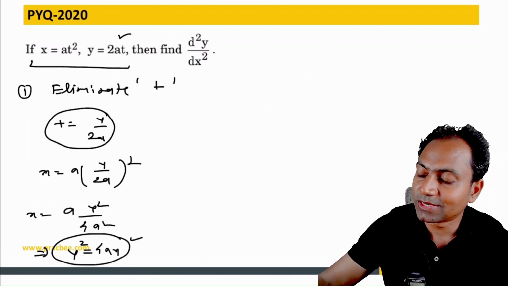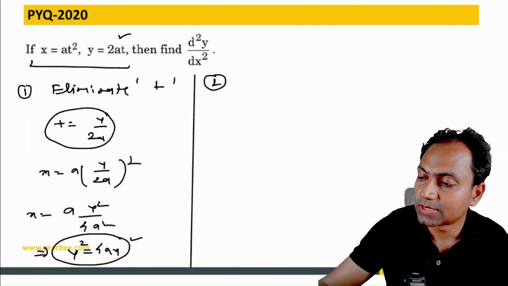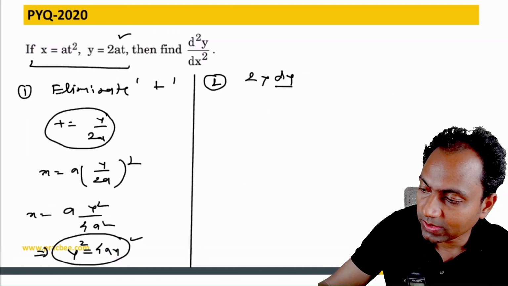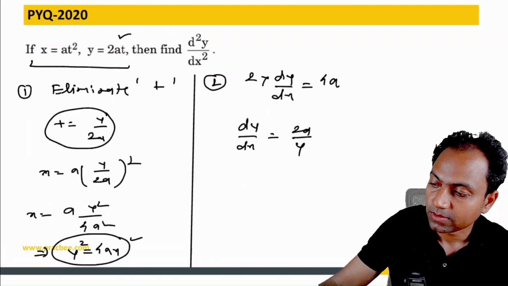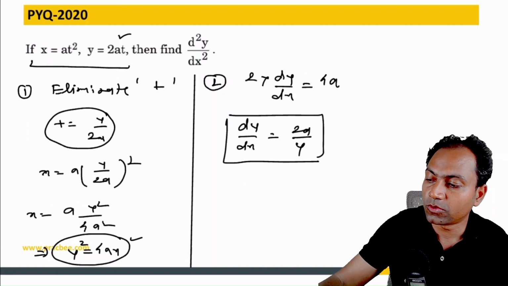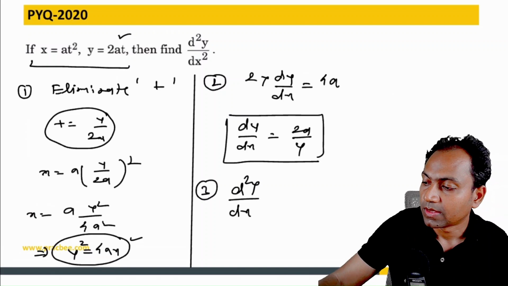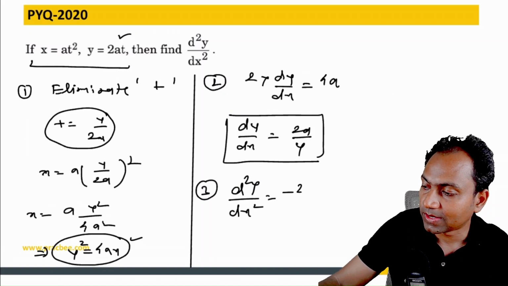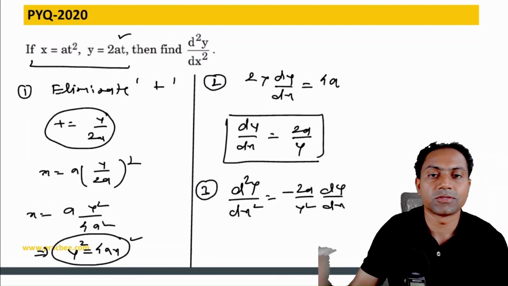Now this is very interesting to find, because if I want to find the second derivative, what I can do in this case is differentiate it. So 2y dy by dx will be equal to 4a. So the value of dy by dx comes out to be nothing but 2a by y. Now if I want to find the second derivative, we'll differentiate this one more time. And if I do this, this becomes nothing but minus 2a by y square into dy by dx. This is what we are getting.